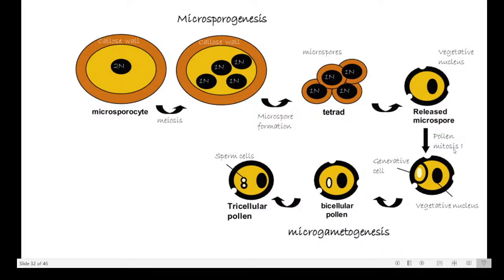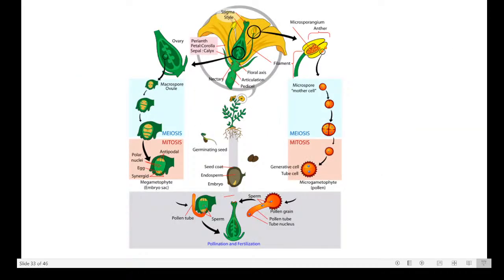Then pollen mitosis happens, and the nucleus helps to form a generative cell. The cell becomes bicellular, then forms the tricellular pollen. These tricellular pollens have the sperms, which become sperm cells. This process is a cyclic process. As I said, it's a continuous process.